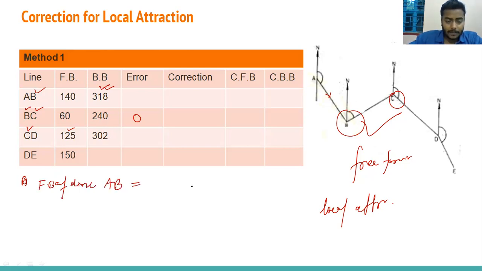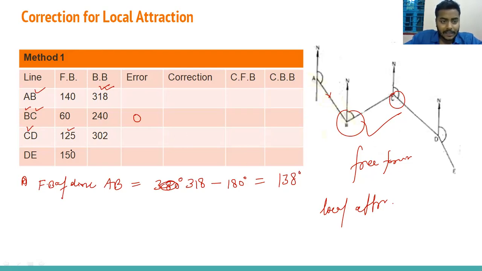By using this formula, that 318 degree is greater than 180 degree, then we can deduct 180 degree to calculate the fore bearing. What value are we getting? Tell me. 138, right? We are getting this value.